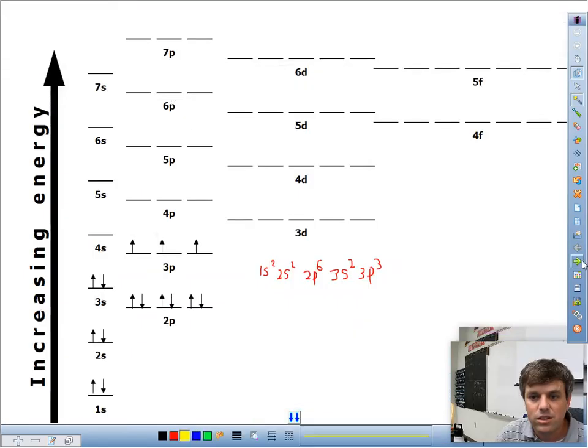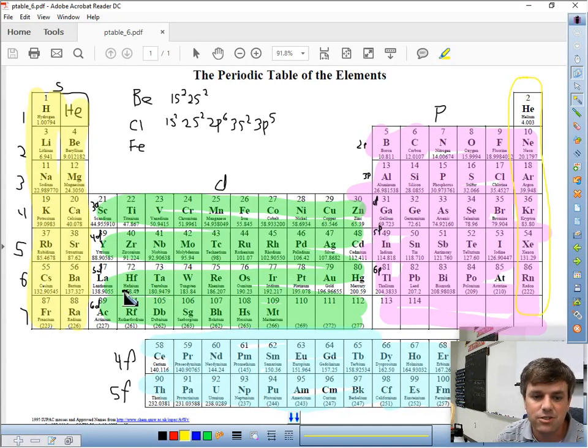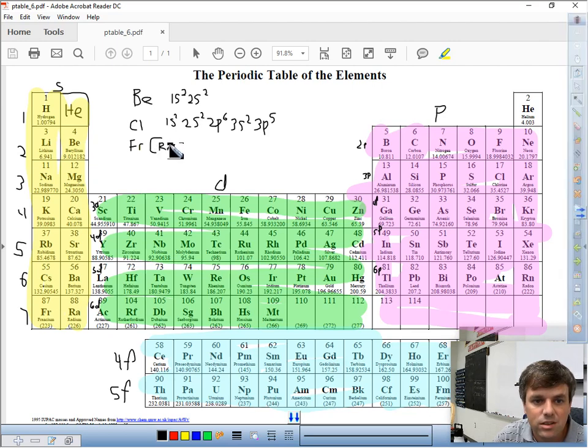So for instance, if you wanted to write an electron configuration for francium, you could write 1s2, 2s2, 2p6, 3s2, 3p6, 4s2, 3d10, 4p6, 5s2, 4d10, 5p6, 6s2, 4f14, 5d10, 6p6, 7s1. Or for francium, you could just write radon in square brackets, 7s1. It's that simple.